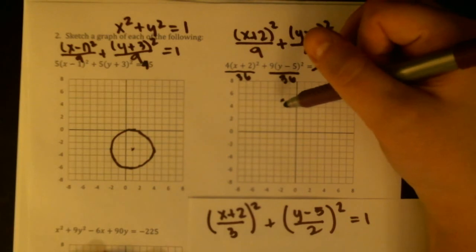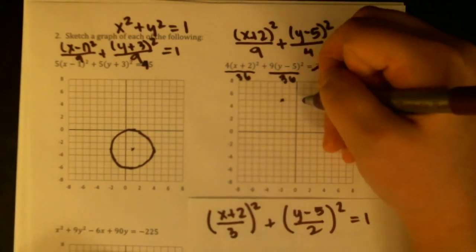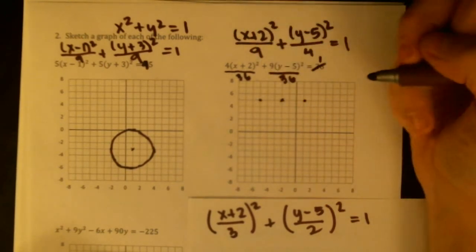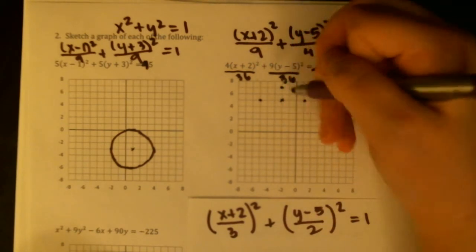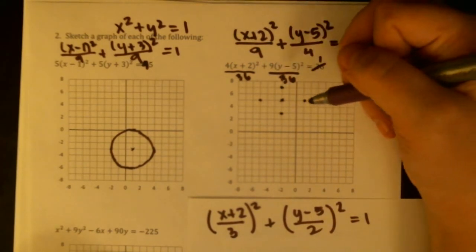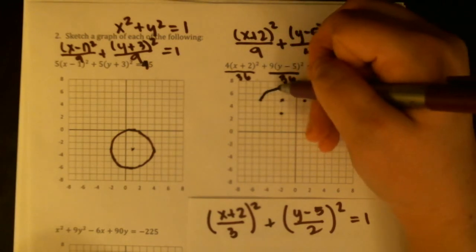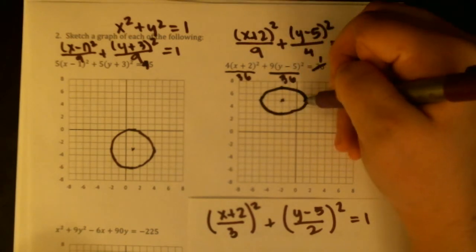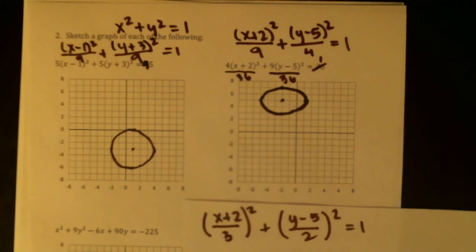It looks like I stretched horizontally by a factor of 3. So the far left and right hand sides will be out 3 just like last time. But I only stretched vertically by 2. So the top and bottom will only be 2 units from the middle. So this one is not a circle. This one is an ellipse. Okay, so there's the second one.